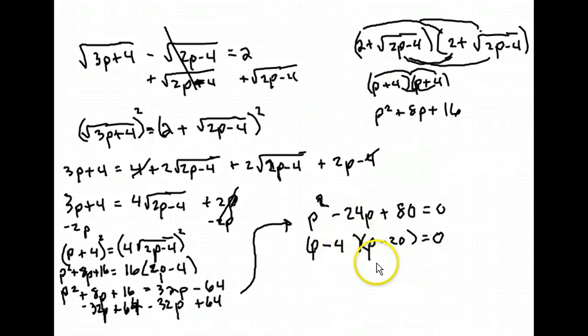Then the question you want to ask yourself is, what does p have to be in this parenthesis with the minus 4 to give you 0? P has to be positive 4. And what does p have to be in this parenthesis with the minus 20 to give you 0? P has to be a positive 20. So your two solutions are when p is 4 and p is positive 20.